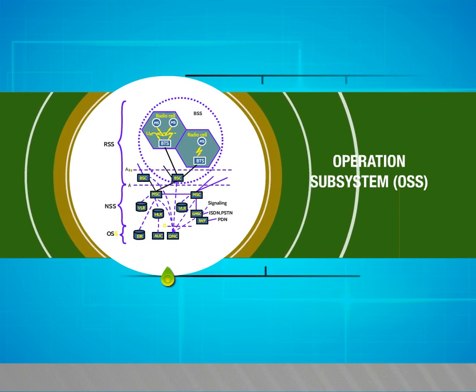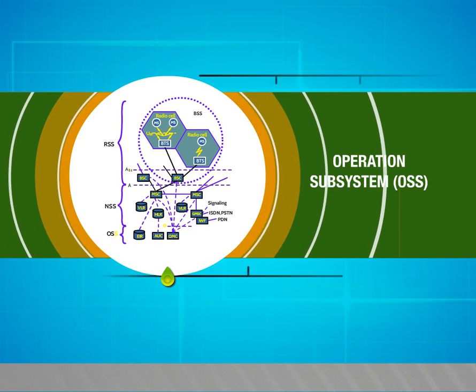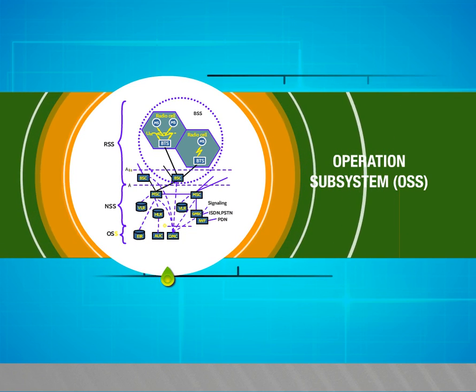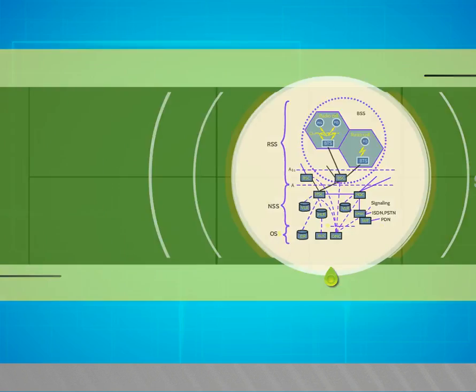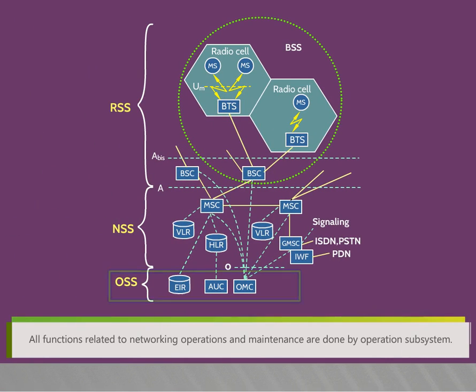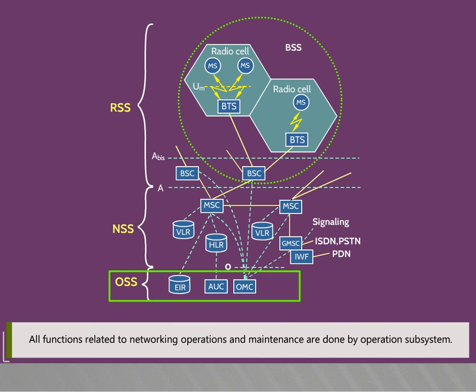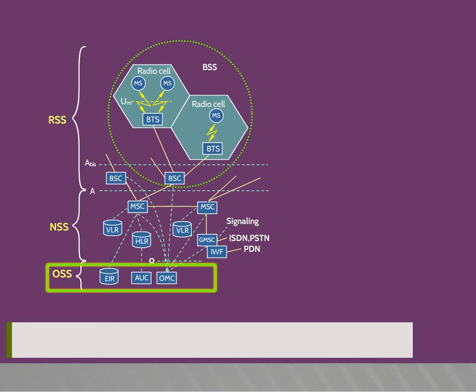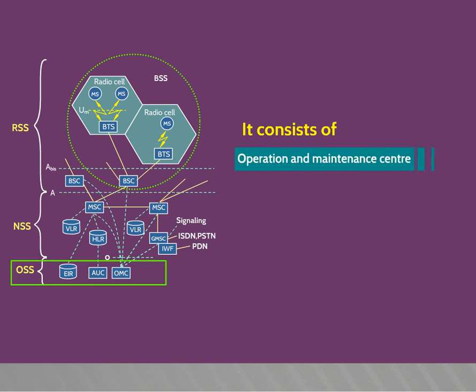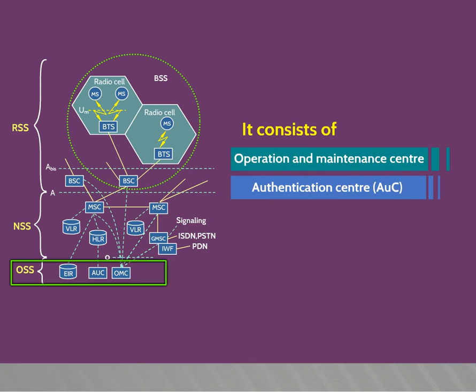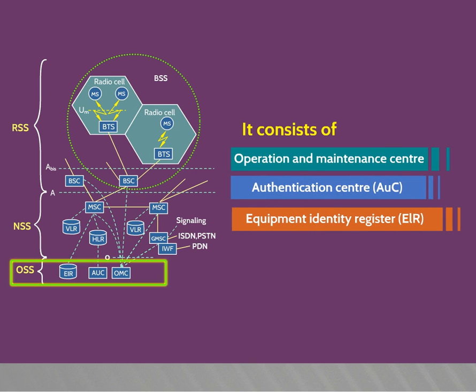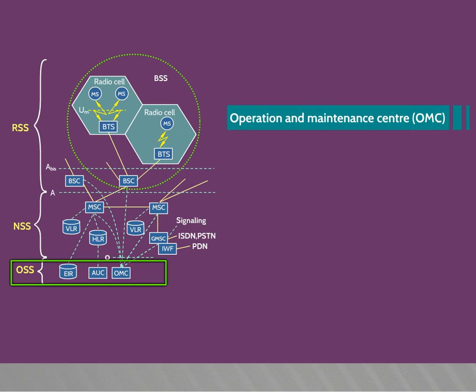Operation subsystem, OSS. In this video, we are going to see about operation subsystem, OSS. All functions related to networking operations and maintenance are done by operation subsystem. It consists of Operation and Maintenance Center, Authentication Center, that is AUC, Equipment Identity Register, that is EIR, Operation and Maintenance Center, that is OMC.